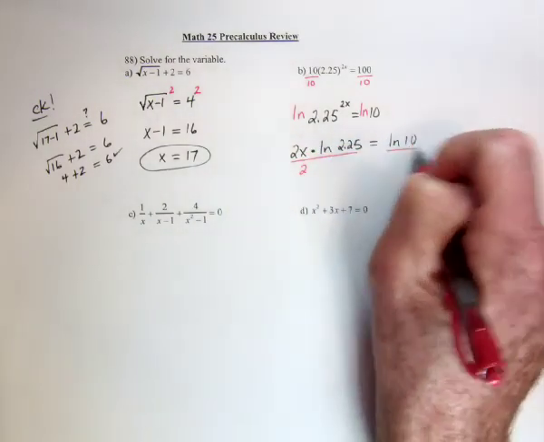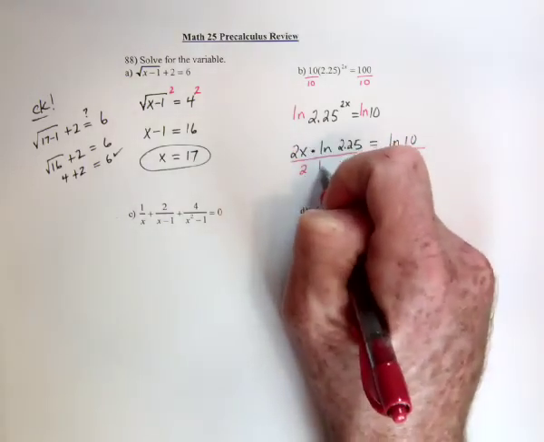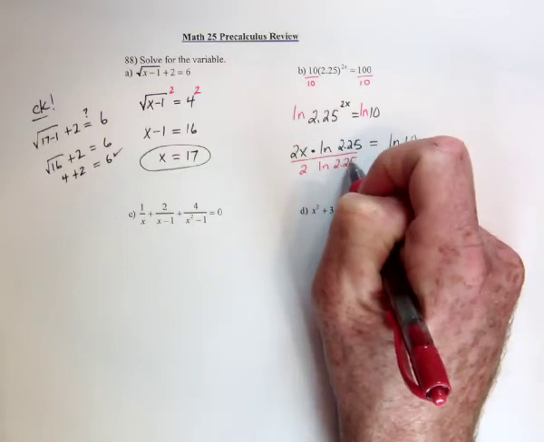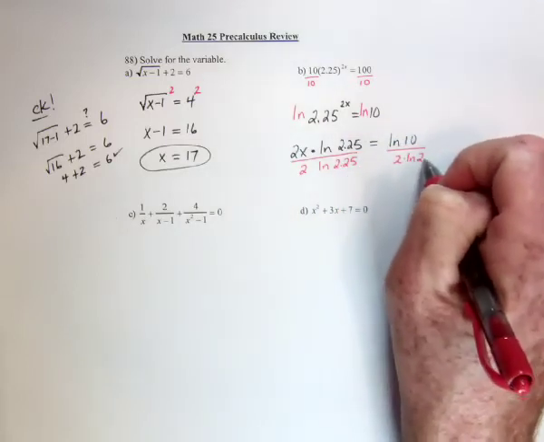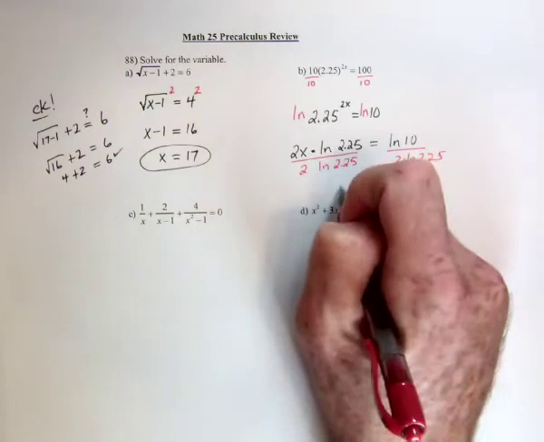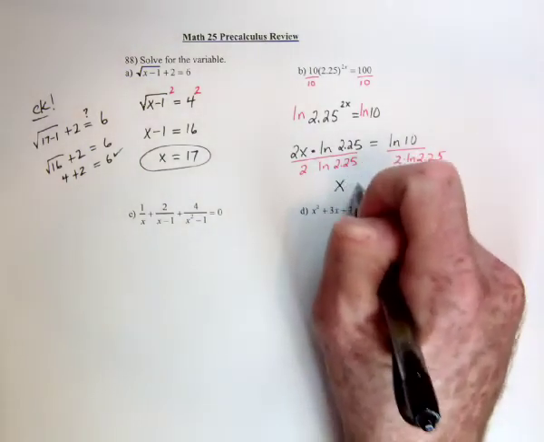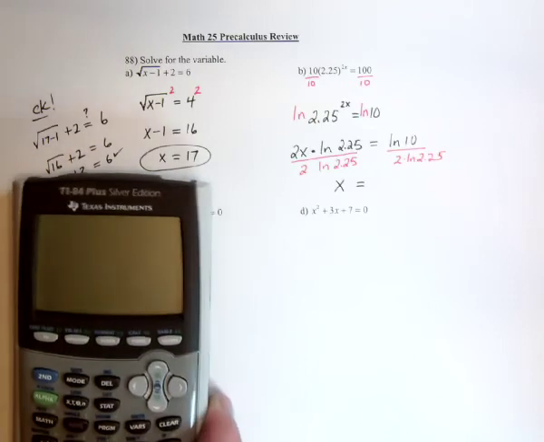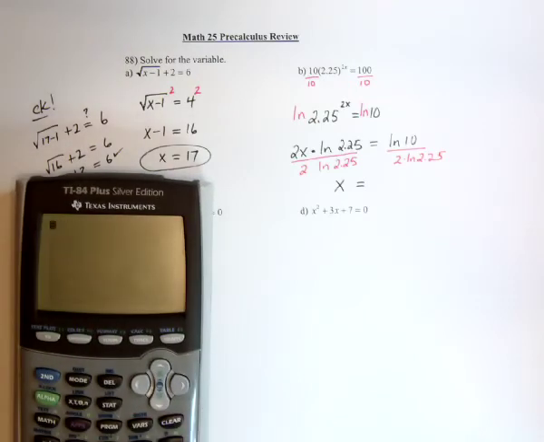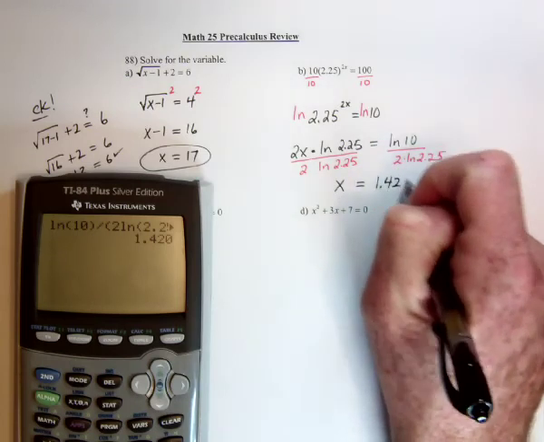both sides by 2 to get rid of this 2, and divide by the natural log of 2.25 on both sides. Then on the left-hand side there will be only x, and on the right-hand side there will be the decimal answer of natural log of 10 divided by, and then the denominator should be put in parentheses because it's got a 2 in it, and it's got a natural log of 2.25 in it. Then close the parentheses twice. There we go, 1.420.